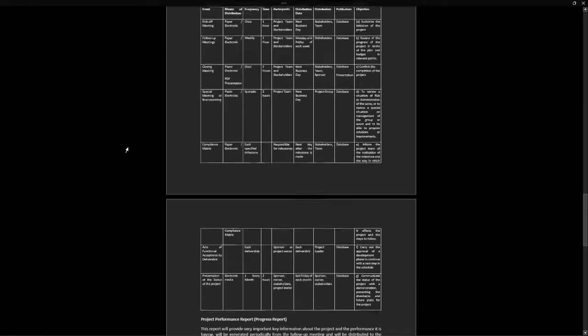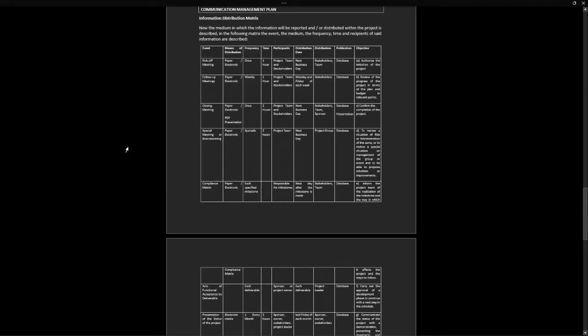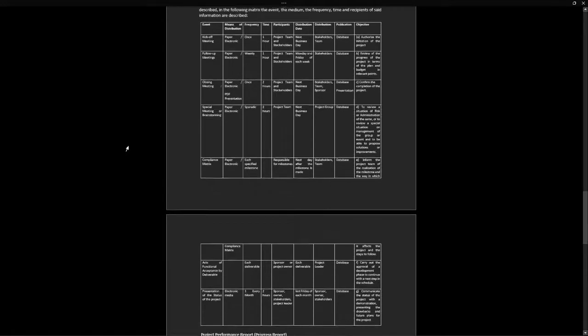Then we have the compliance matrix. This one also paper electronic. What frequency? Each specified milestone. We don't have a range of time. We have the participant responsible for milestones, distribution day, next day after the milestone is made. Then we have stakeholders and teams on our team, and we have publication on database, and the objective of it is basically to inform the project team of the realization of the milestones and the way in which it affects the project and the steps to follow.